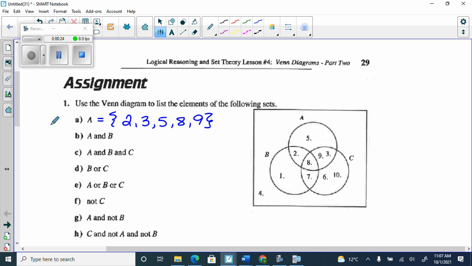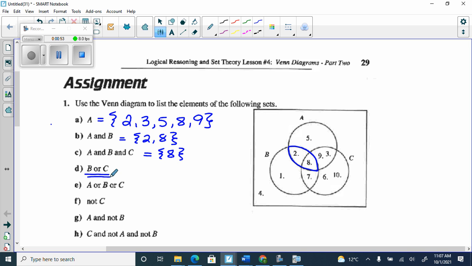For B, it's A and B. And is always an eyeball, correct? So it's going to include two numbers, unless it's A and B but not C, then it would just be the little tiny portion, correct? But A and B is the A and B eyeball. So what I would have is 2 and 8. A and B and C is the overlapped one, so 8.